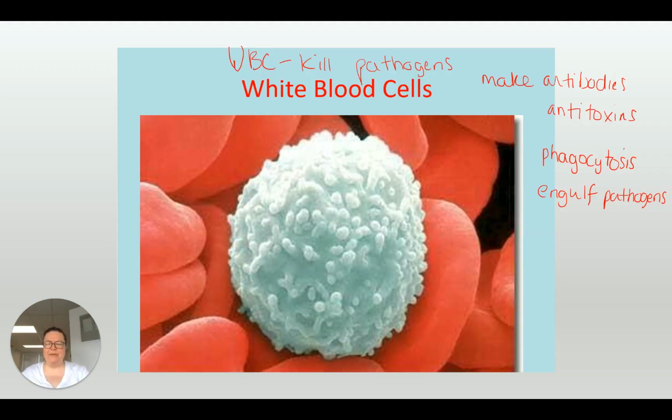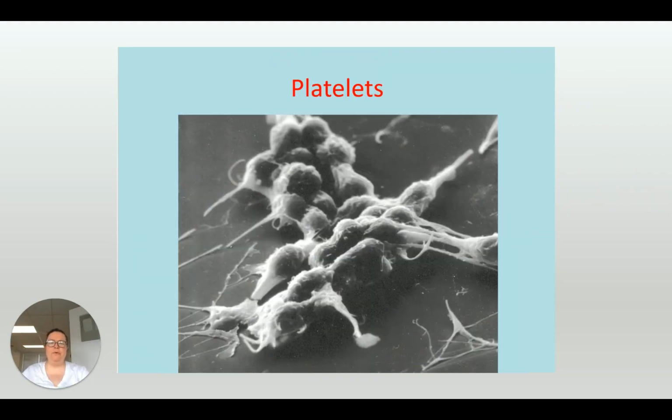Okay, let's go on to the next one. So, platelets, we do get questions about platelets, but not a huge number. So, platelets are actually cell fragments.